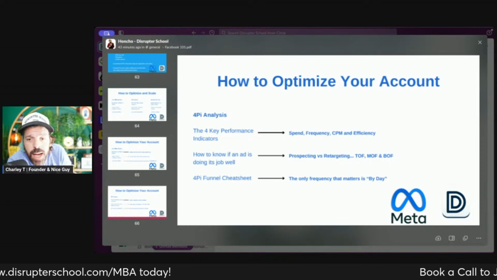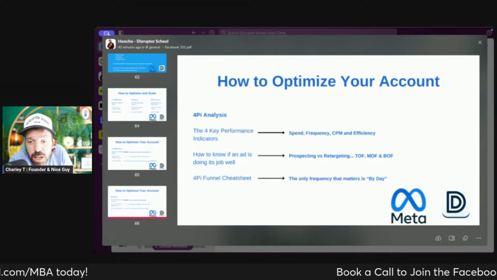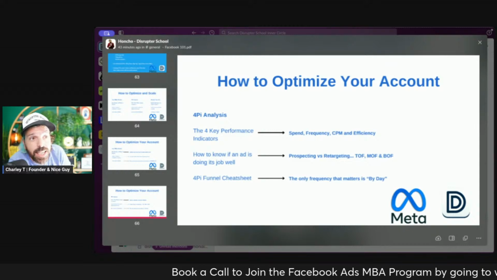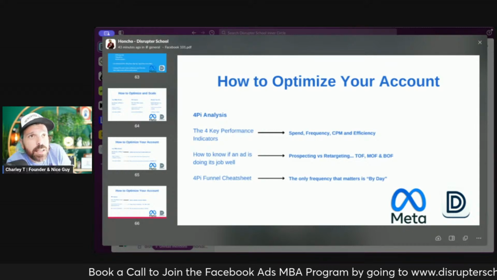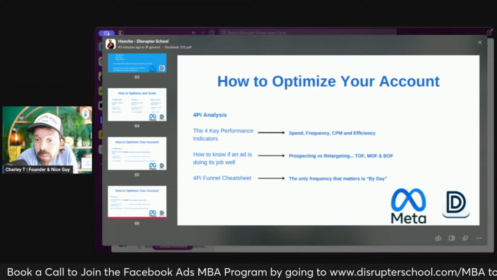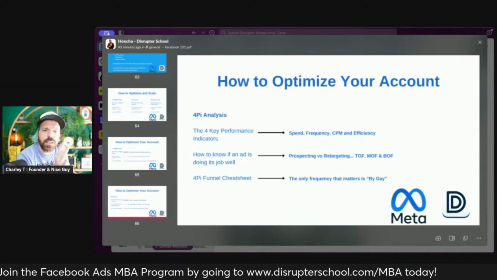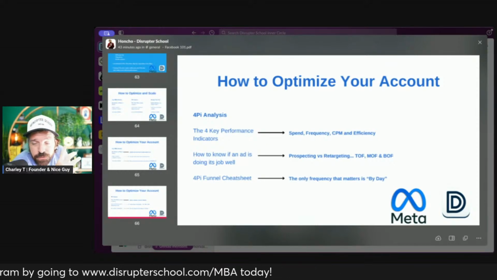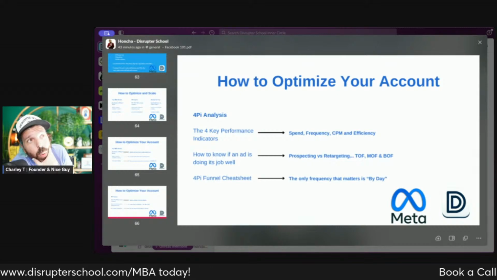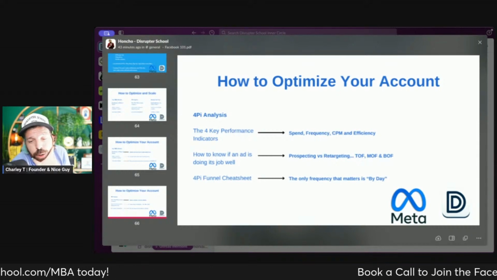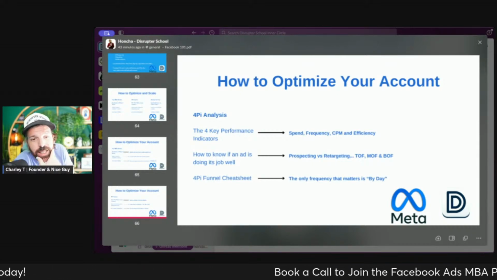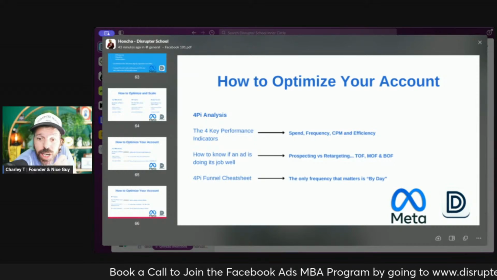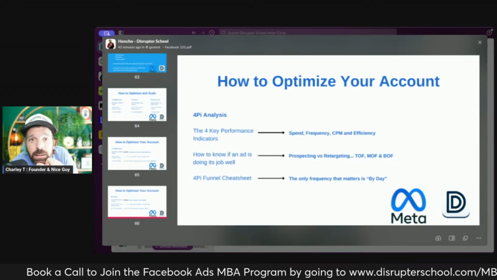For instance, if the frequency is low and the CPM is low, but the efficiency is bad, meaning the CPA is terrible, that means it's a prospecting ad that's probably not efficient enough. Let's take the other route. What if your frequency is high, your CPM is high, and your efficiency is bad, right? So what if this frequency is like a 1.4 every day, and the CPM is twice as high as other ads, and the cost per purchase is double your average? That's a bad retargeting ad.